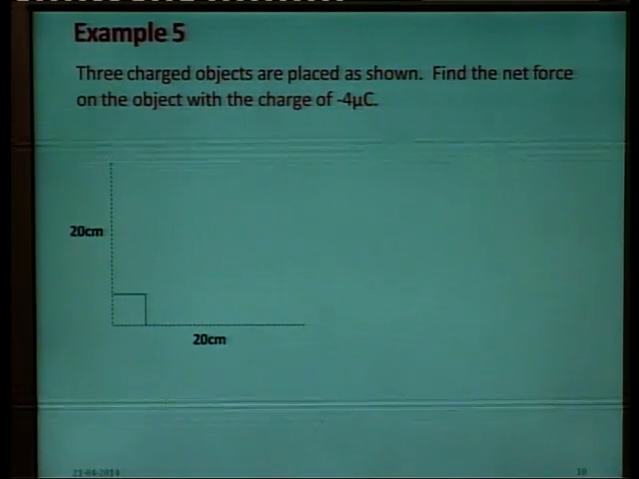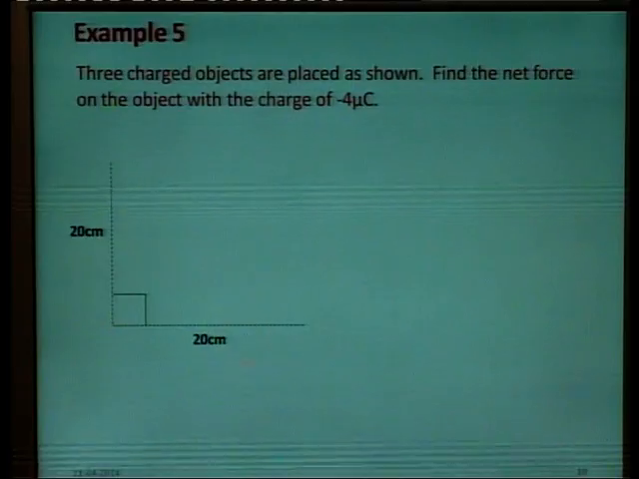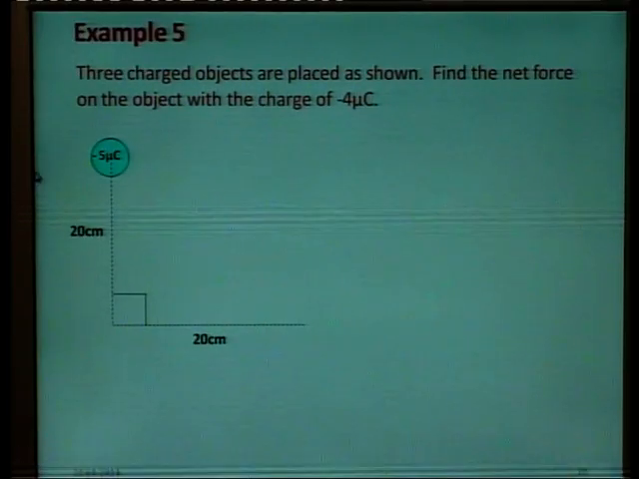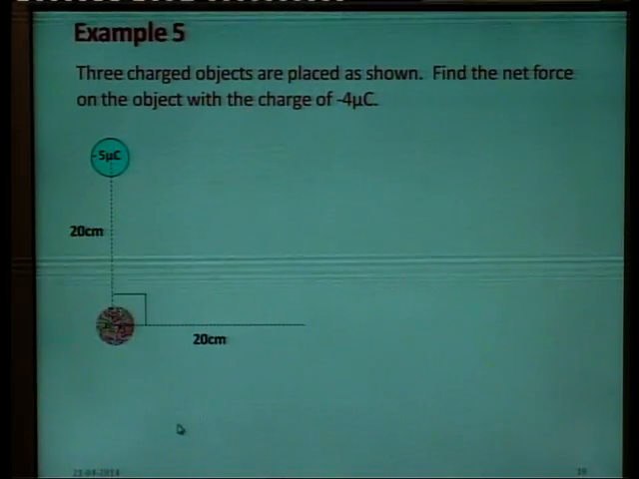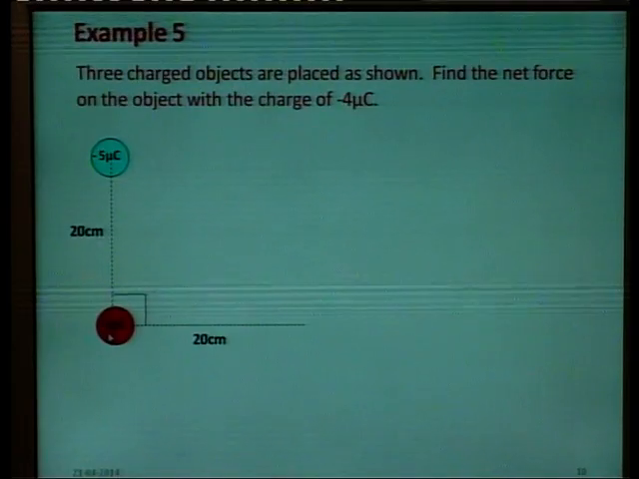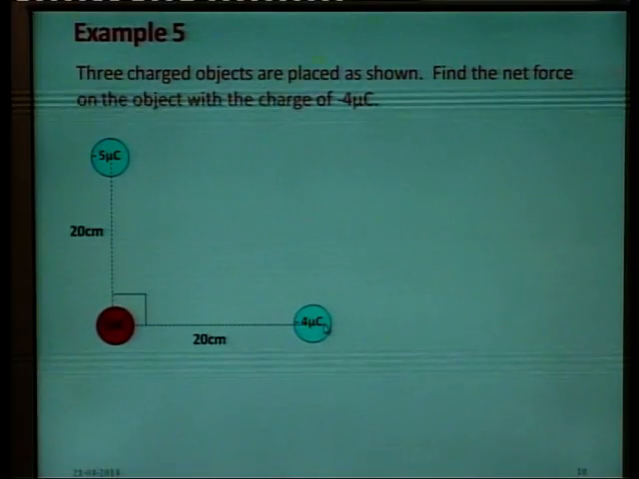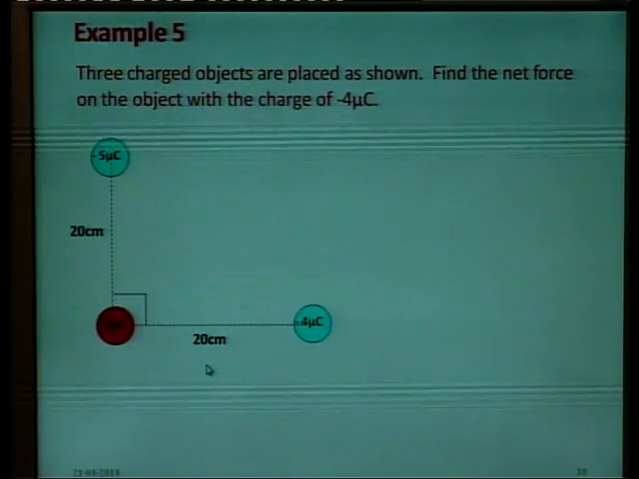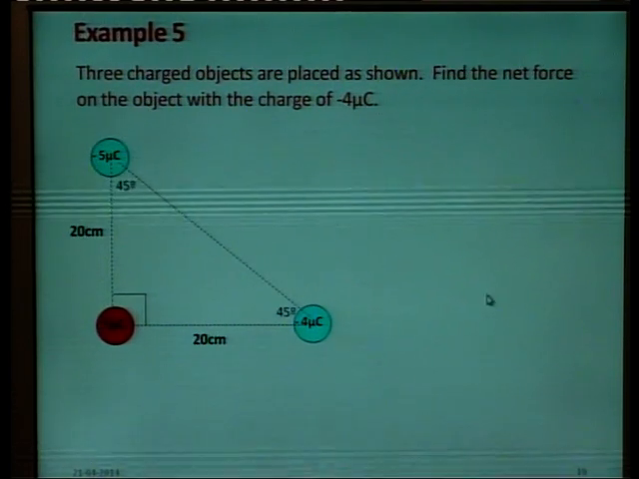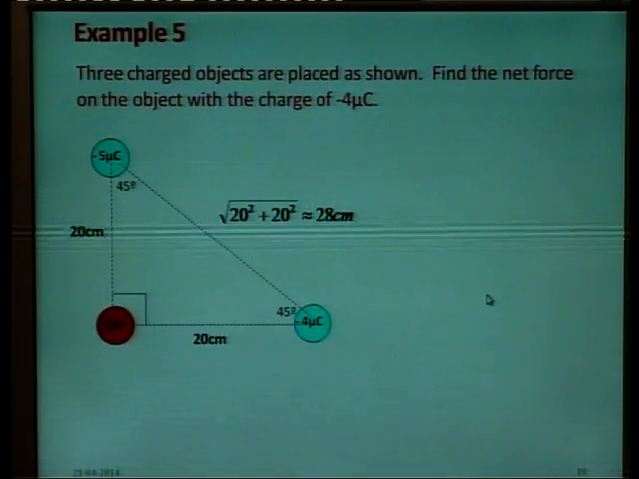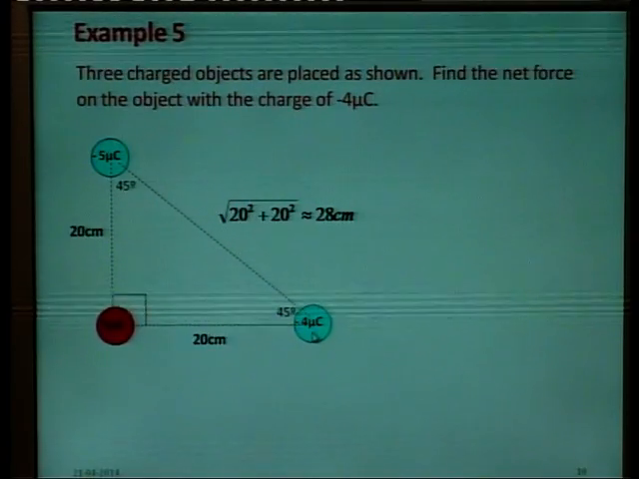Another numerical problem. There are 3 charged objects. They are placed as is being shown here, minus 5 microcoulomb at a distance of 20 centimeter from 5 microcoulomb, minus 4 microcoulomb at a distance of 20 centimeter from 5 microcoulomb. You want to find out the force on the object with the charge of minus 4 microcoulomb.